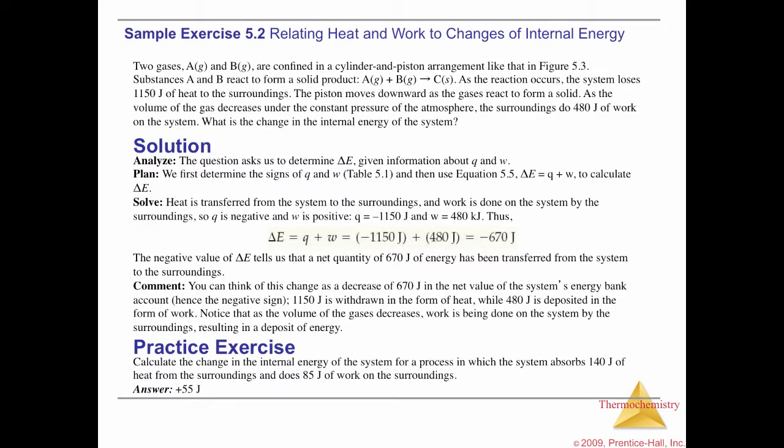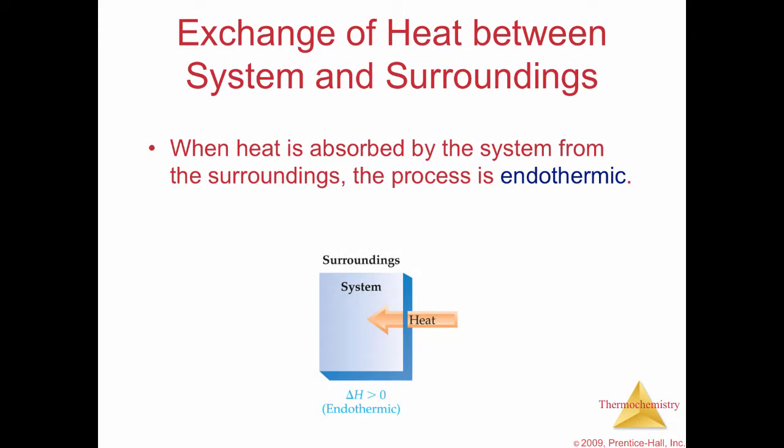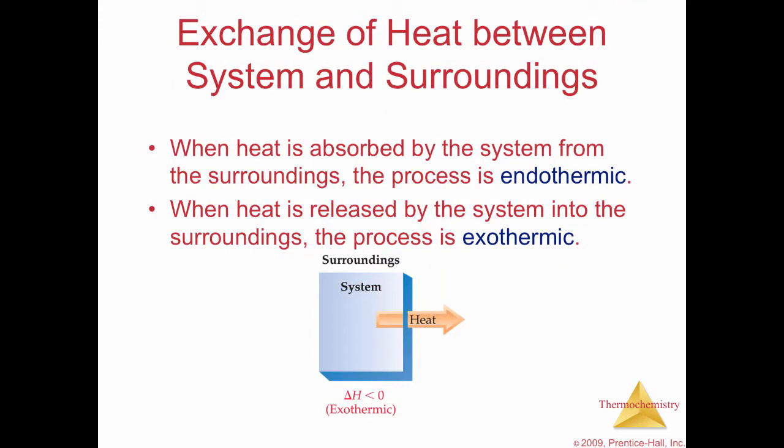For practice, calculate the change in the internal energy of the system for a process in which the system absorbs 140 joules of heat from the surroundings and does 85 joules of work on the surroundings. Exchange of heat between system and surroundings. When heat is absorbed by the system from the surroundings, the process is endothermic. When heat is released by the system into the surroundings, the process is exothermic.